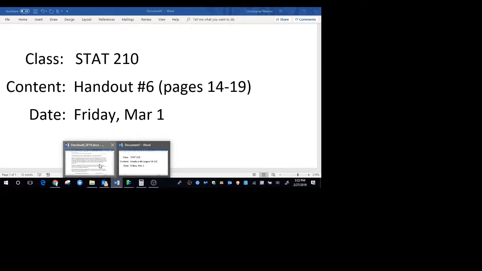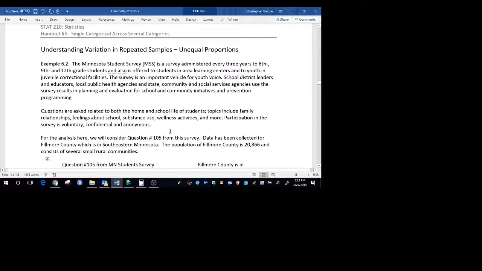Okay, on page 14 then, what we are doing with this particular example is to just continue with this idea of understanding variation in repeated samples, where I have several different proportions, or several different parameters that I'm interested in, but the proportions are not going to all be the same, or the parameter values are not going to be all the same. So one advantage that we had in the previous example is that the pyramids were all stacked on top of one another. In this particular case, they're not going to be.